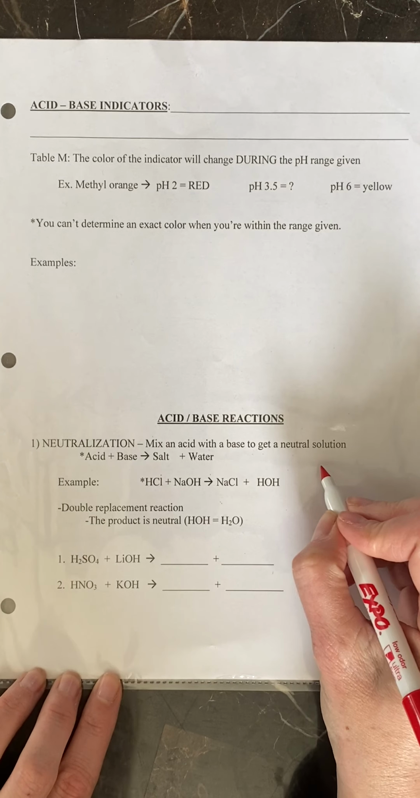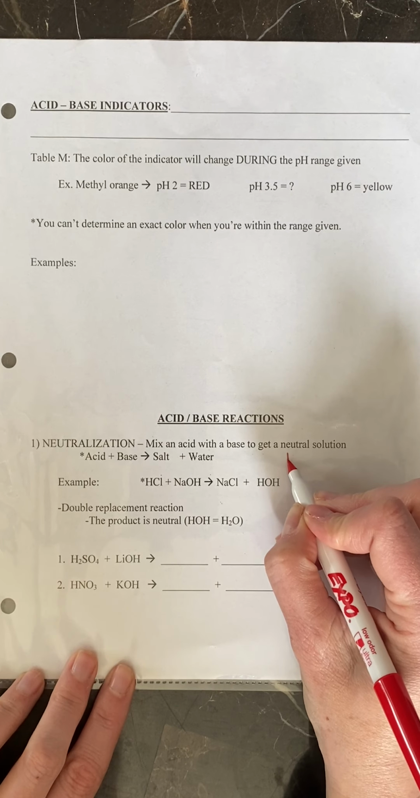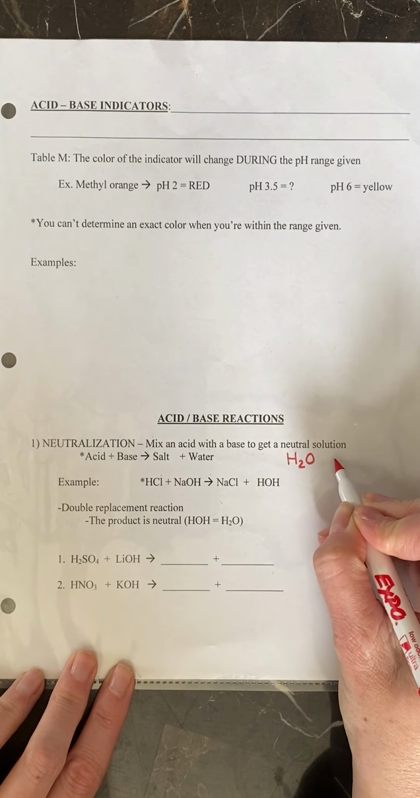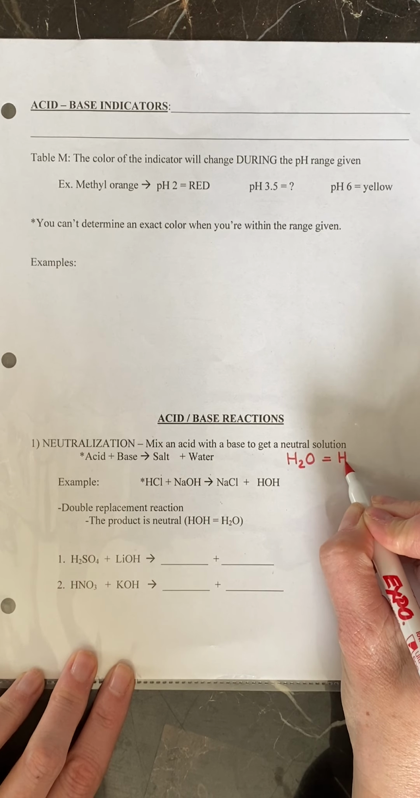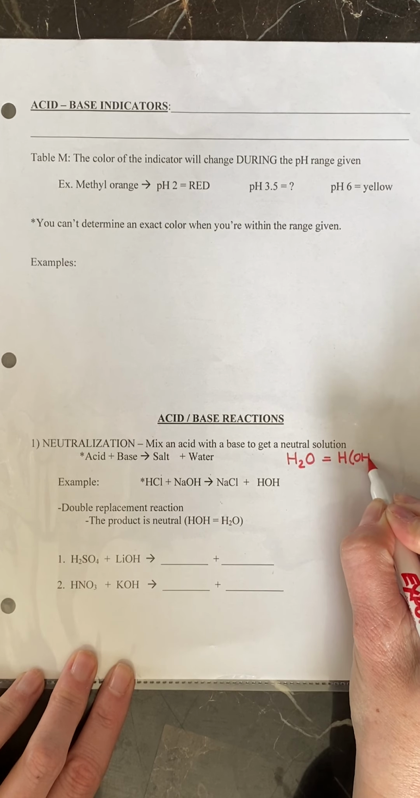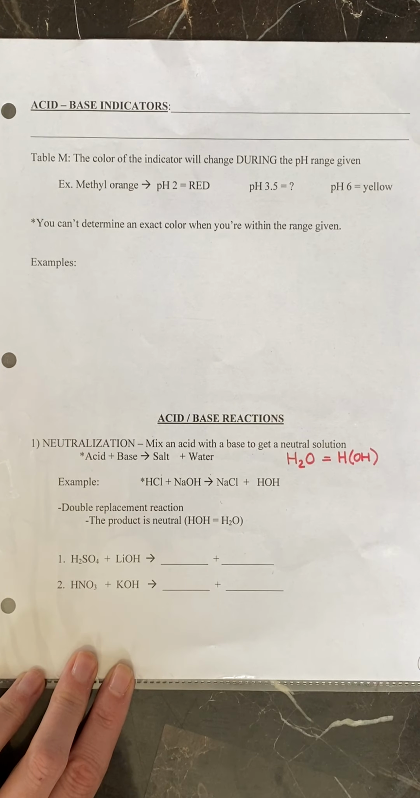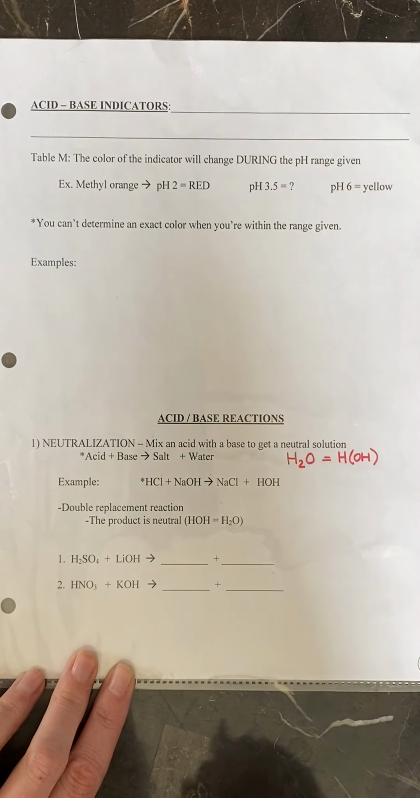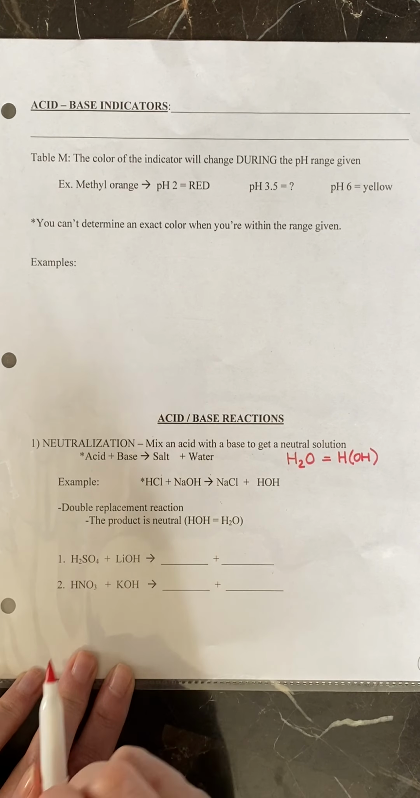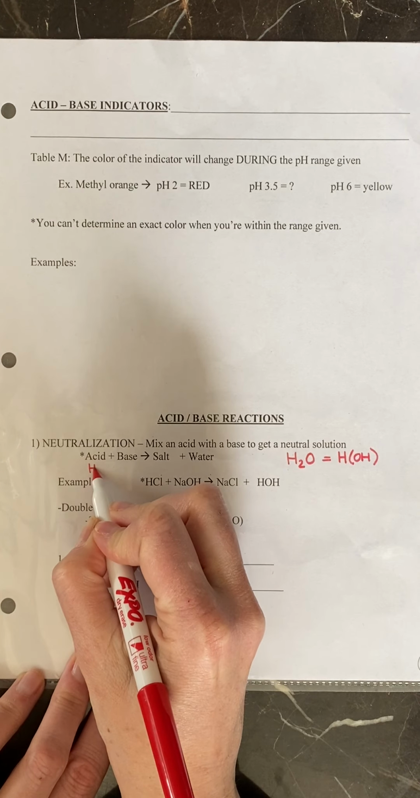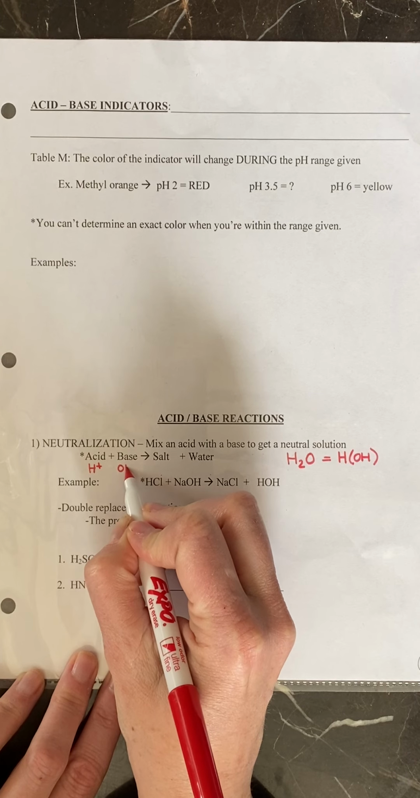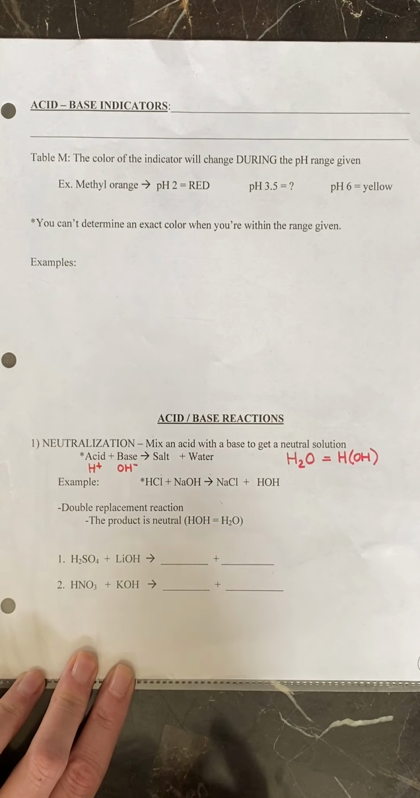water. All right, so if you remember, we did mention that H2O, water, can also be written as HOH, as in hydrogen and hydroxide ions. So that's where the neutral part of neutralization comes from. The H and the OH coming from each one of those reactants. Okay, so H and OH.